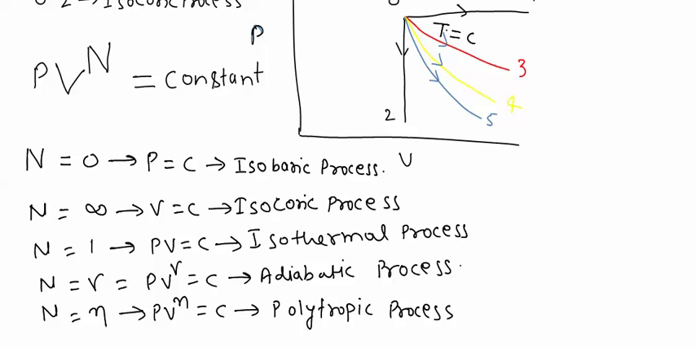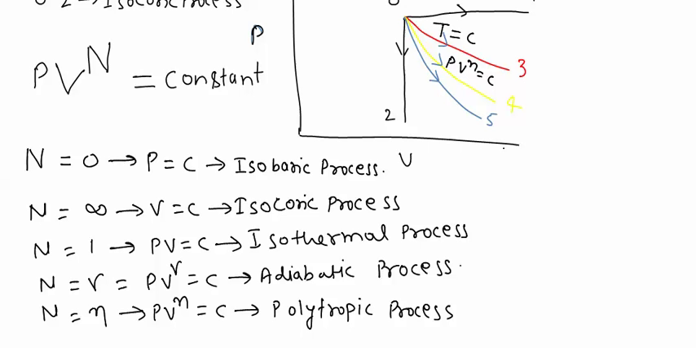But again, you know N is greater than 1 but less than gamma. It means line 4, curve 4, that is between 0 to 3 and 0 to 5, you simply think it is nothing but a polytropic process.